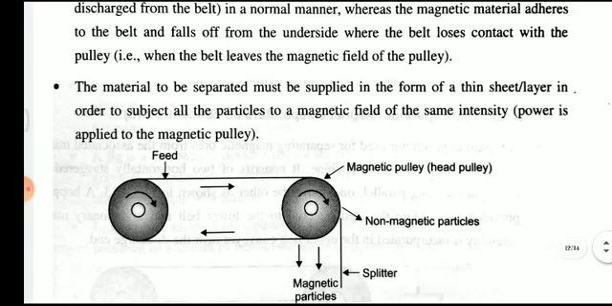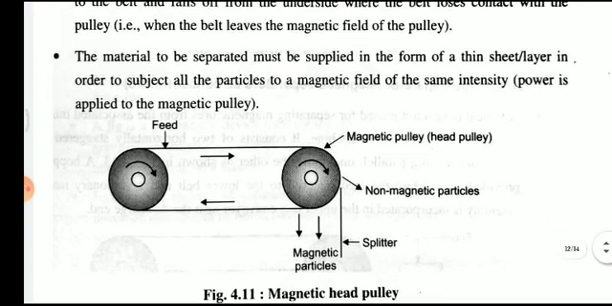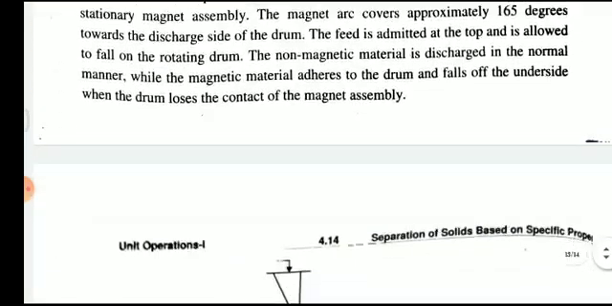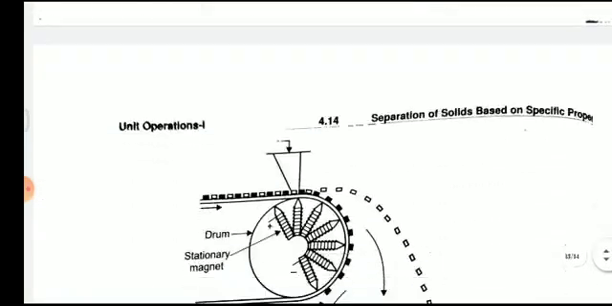And the material to be separated must be supplied in the form of a sheet layer or subjected to a magnetic field of the same intensity. Okay, so next is the magnetic drum separator.